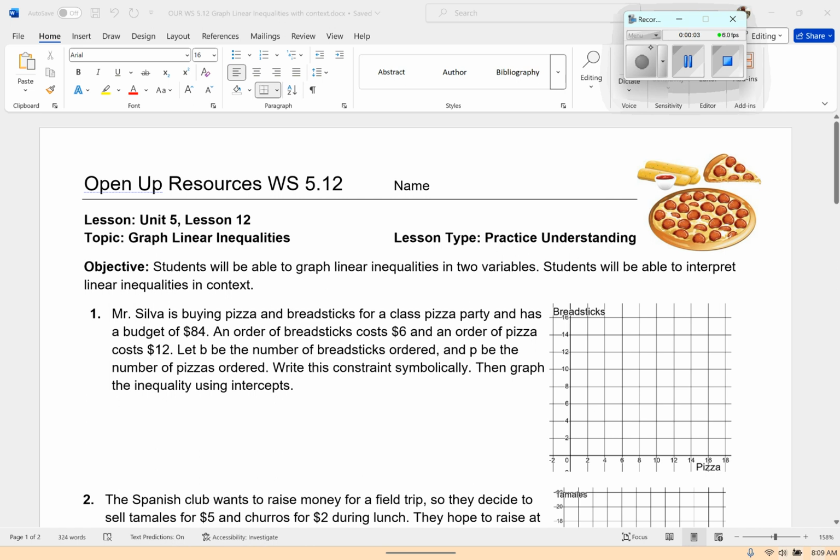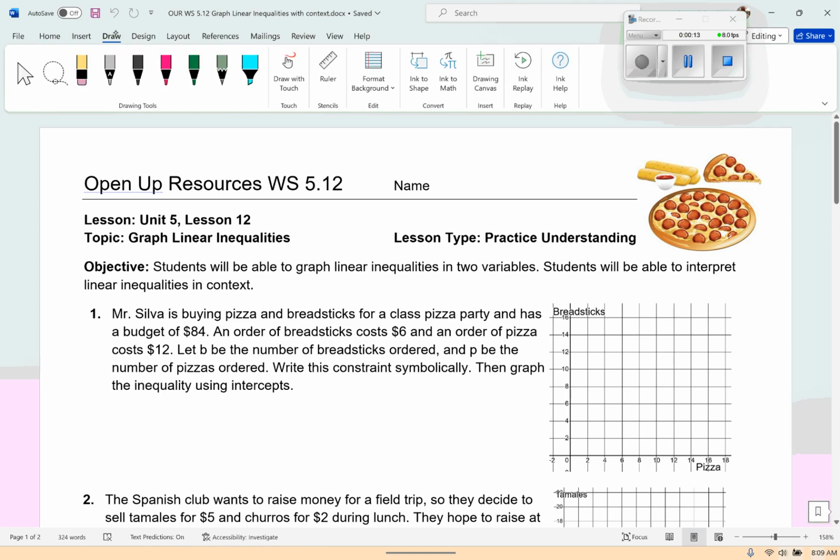Hi, everybody. This is our sub day. We're going to go over this 512 worksheet that would have been given to you on Wednesday. So have that out, and let's go through a few things.